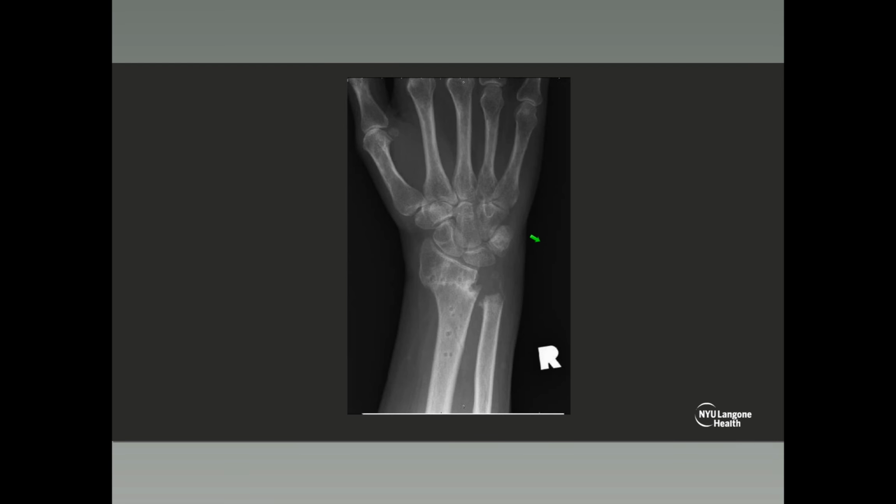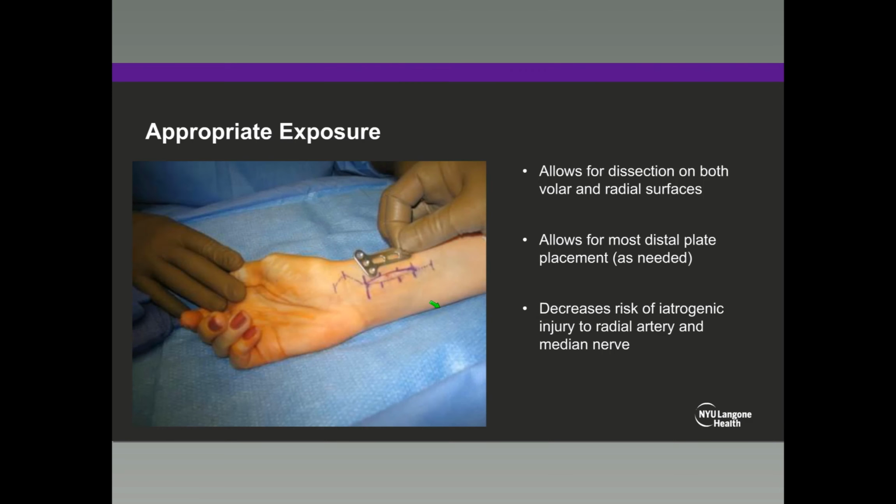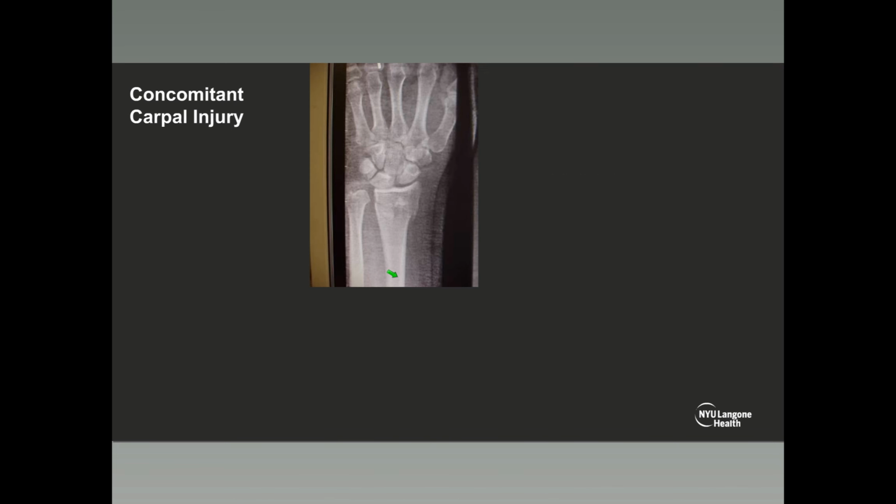Okay, and this is what it looks like post-op, and again, this is what it looks like if you had to remove the plate. Again, other things have gone on here. There was screw loosening, but this is the reduction that you get, and you can get much better than this. So make sure you get appropriate plate exposure. This is what you can do. You can extend it proximally if you need to, and you can extend it distally across the distal wrist crease if you have to, and make sure you're not retracting too much on the median nerves or the radial artery.